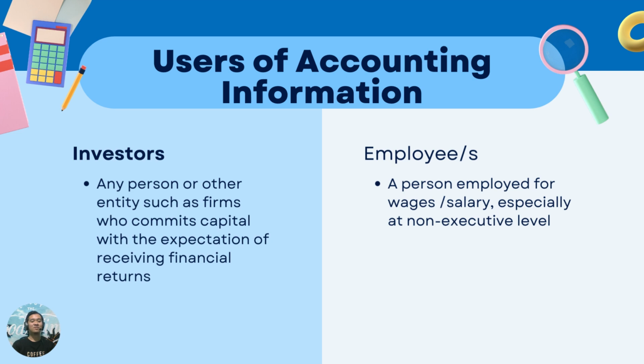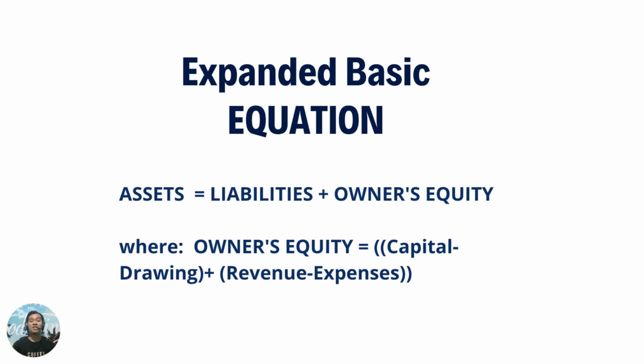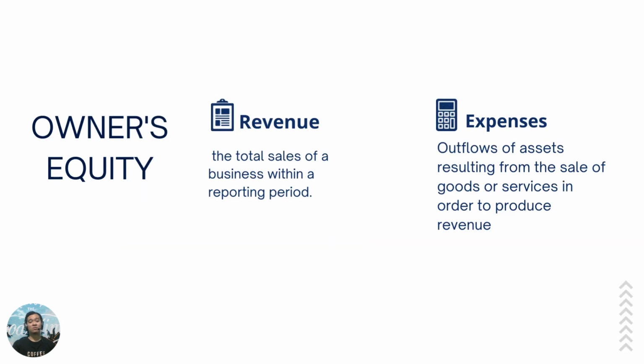So we ended with the expanded basic accounting equation. So we have assets equals liabilities plus owner's equity, where owner's equity could be obtained by solving capital minus drawing, if there are withdrawals, plus the result of revenue minus expenses. Revenue minus expenses equals income, and that income should be added into the equity, shareholders' equity.